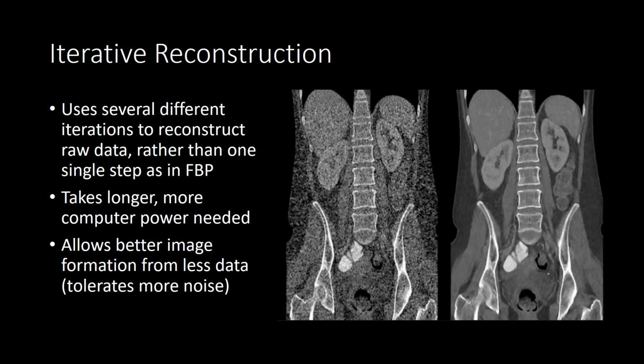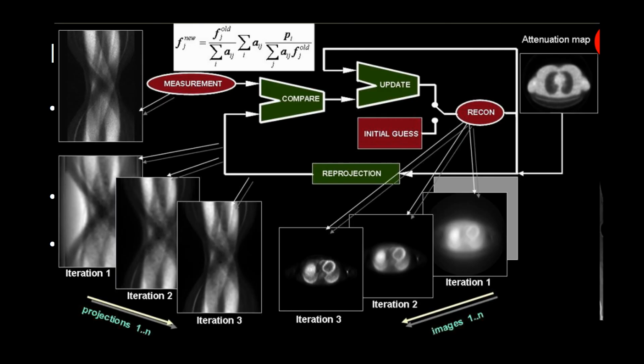This is what most modern CT scanners are now using. It takes a longer time and needs more computer power. So if you're working with older CT scanners, they're probably still using filter back projection. The thing about iterative reconstruction that's beneficial is it allows better image formation from less data. It tolerates more noise, so you can get better quality images while exposing the patient to less radiation. So that's why all the newer technologies are using this rather than filter back projection.